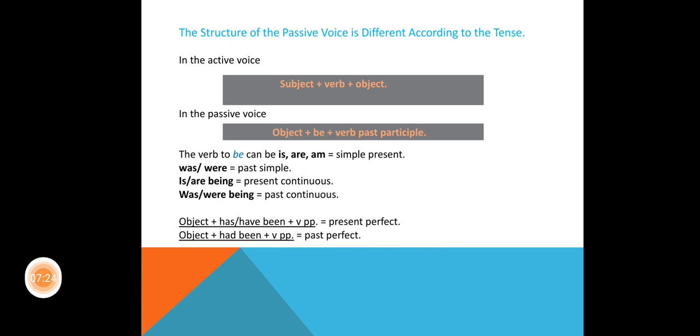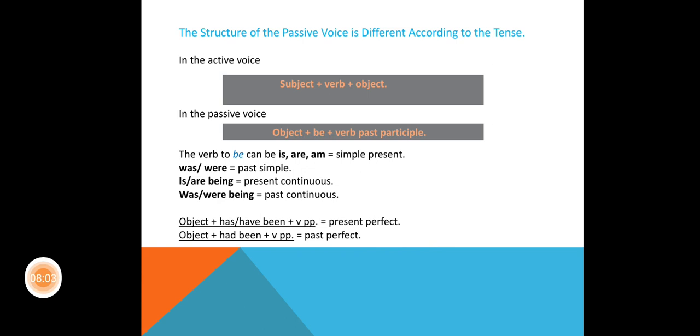This is in the case of what? Look at the three cases where a verb be is used here. The verb be can be used as is, are, am in the present simple, was, were in the past simple. Is, are, and also am, for be plus being, this is present continuous. Was, were, being, past continuous. Okay. The object plus has been and have been, this is for present perfect. An object plus had been, verb past participle is for the past perfect.